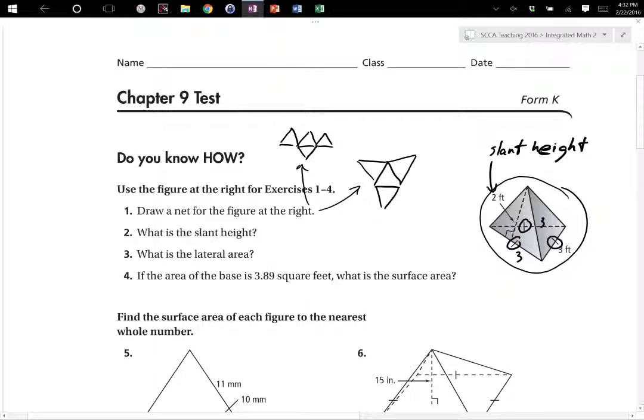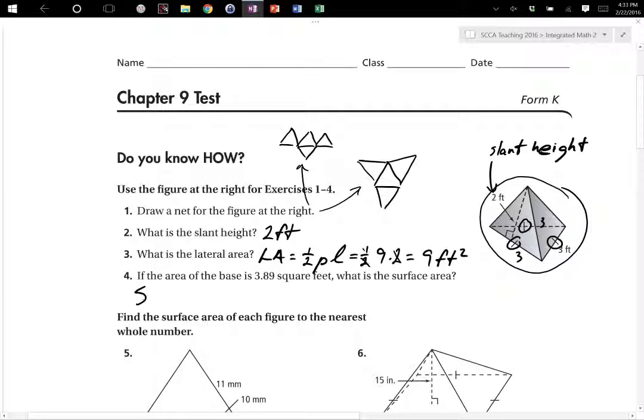Okay, what is the slant height? Well, it's the height from the base of the pyramid to the top along one of the faces. So my slant height is 2 feet. What is my lateral area? Well, lateral area is 1/2 perimeter times slant height. So what is my perimeter? I have 3 times 3, 3 plus 3 plus 3. So rewriting, I have a perimeter of 9 and a slant height of 2. My 2's cancel. So I get 9 feet squared.